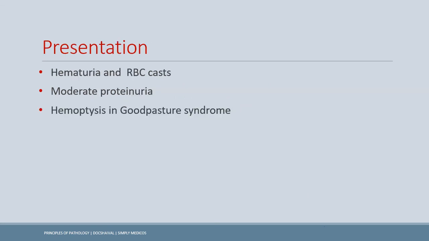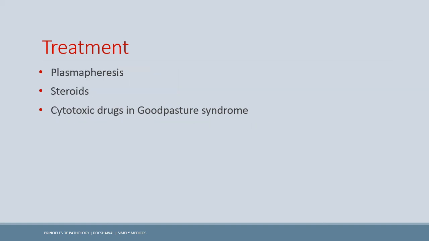Now, the patient would present with rapidly developing symptoms like hematuria, RBC casts, and proteinuria. All these are the symptoms of nephritic syndrome, but they occur very fast and develop fast. Okay. Now, hemoptysis is also seen in case of Goodpasture syndrome. Okay. In the treatment, we would do plasmapheresis, that's to remove the antibodies. Then we would also give steroids, and recall that steroids are also the treatment of choice in case of vasculitis. That's because we suppress the immune system and decrease the RPGN.